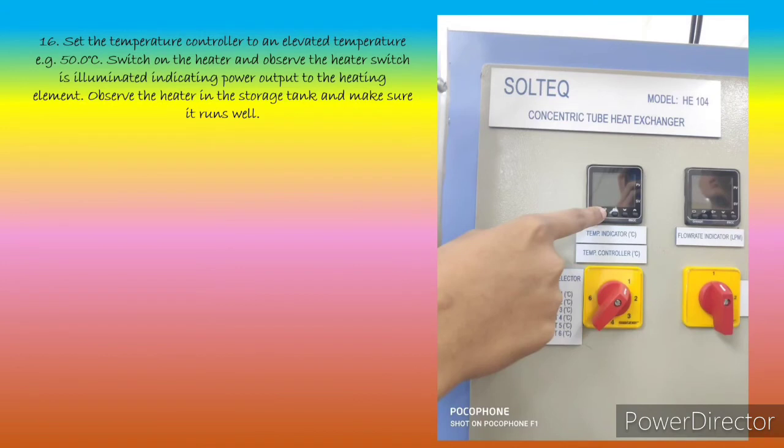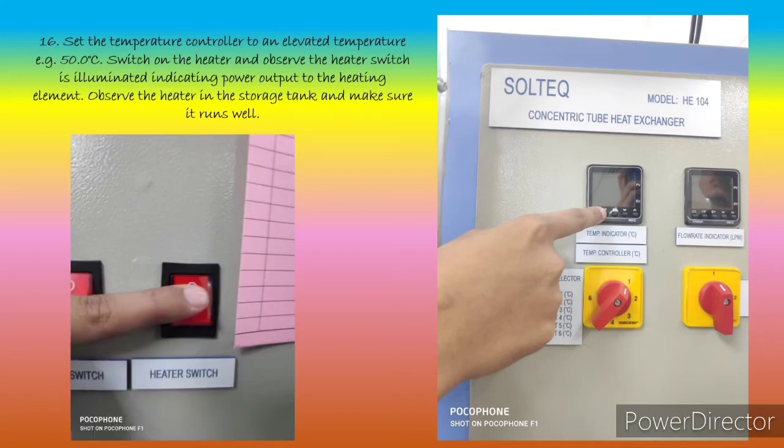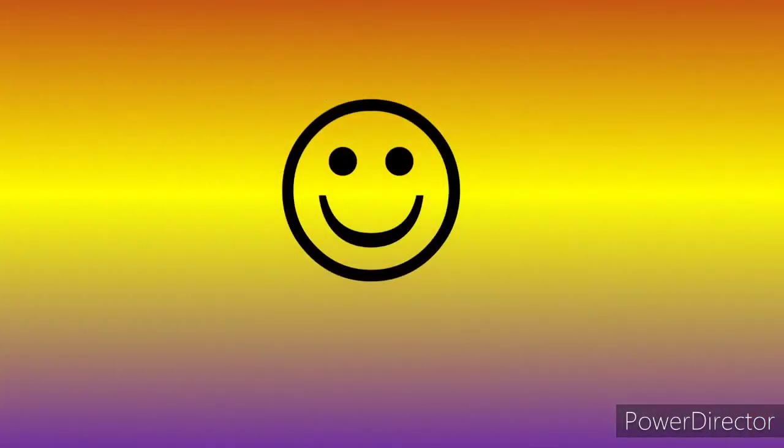Set the temperature controller to an elevated temperature, for example 50 degrees Celsius. Switch on the heater and observe the heater switch is illuminated, indicating power output to the heating element. Observe the heater in the storage tank and make sure it runs well. With that, commissioning is now complete.